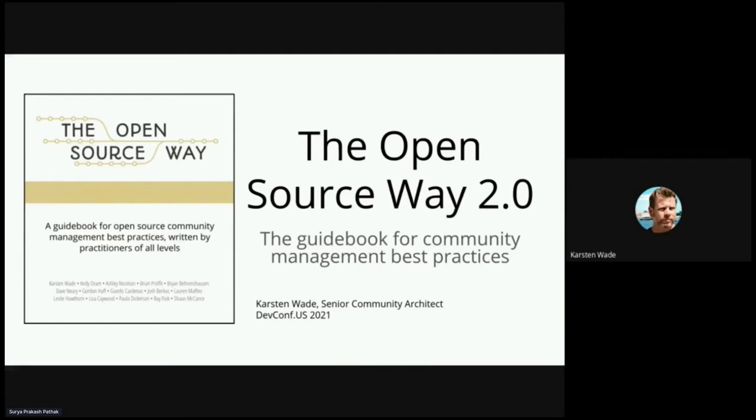Open source way, the Guidebook for Community Management Best Practices. My name is Karsten Wade, and I'm a community architect in Red Hat's open source program office. Although I served as a project lead for the 2.0 release, I am otherwise one of many writers, editors, community experts, and open source practitioners who worked on this guidebook. And you can find a full list of contributors at the end of the guidebook, which I'll be showing you in a few minutes.